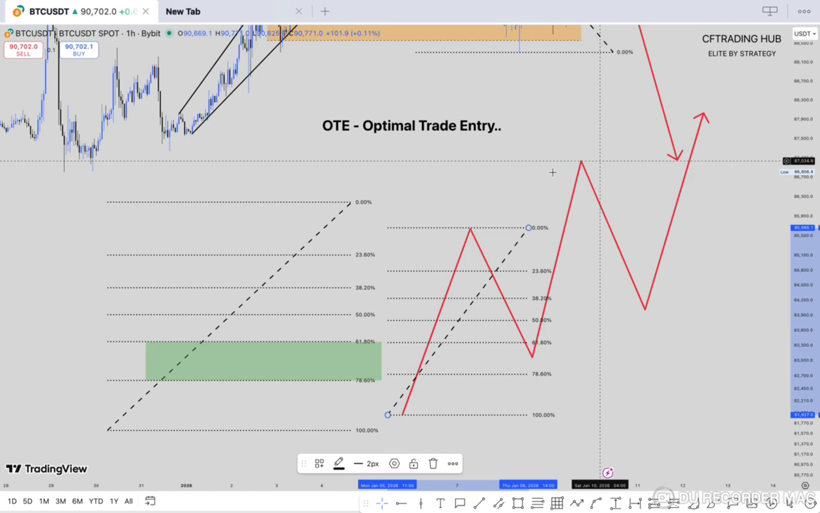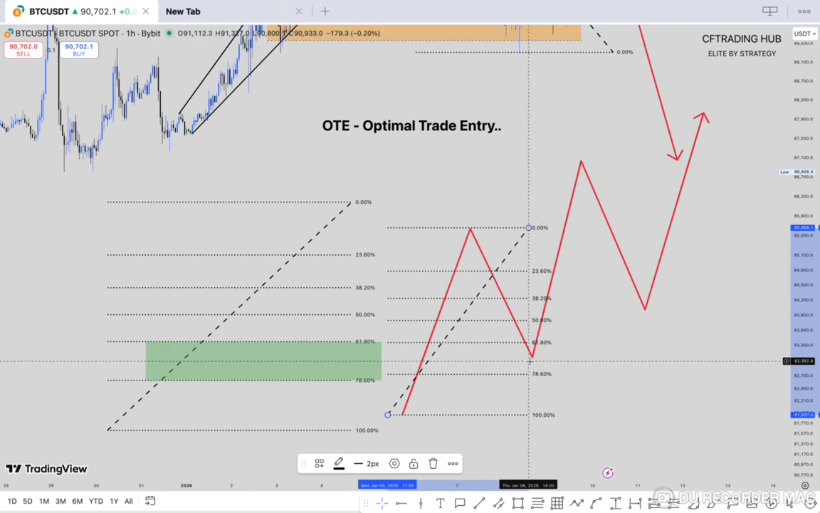So the optimal entry level is just trying to tell you that whenever an impulse is done and a pullback is coming, the best level for the pullback to come to before the next impulse starts is the optimal trade entry level. That is what the OTE is trying to tell you.